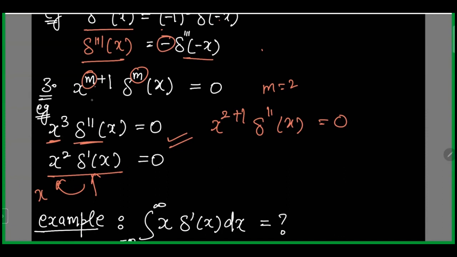If here m is 2, it means you have x cube. If here m is 1, it means you have x power 2. So this is the separate meaning of m in both the terms. Okay, so always remember this. Okay, so let's solve some examples.